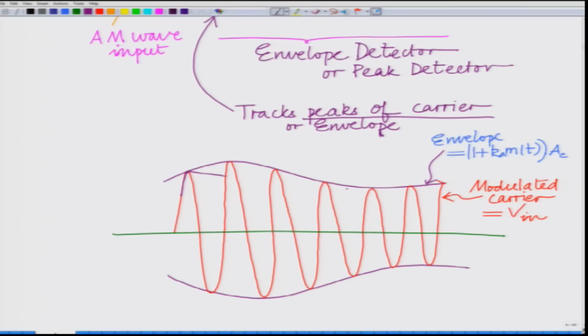until again V in becomes greater than V out, at which point it starts charging, and again once it reaches the peak, the diode becomes reverse biased. As V in starts falling, the diode becomes reverse biased. So, the capacitor charges and discharges, and as you can see, it traces a path that is somewhat close to the actual envelope. So, let me draw it with a different color.